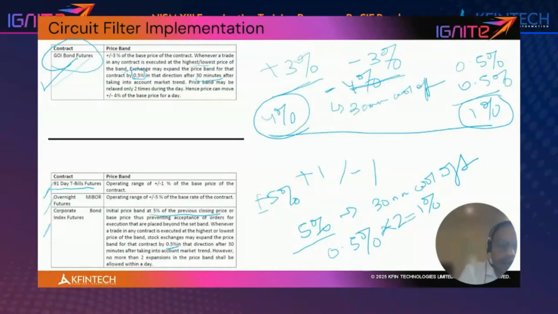Again, repeating: Government of India bond futures plus 3 minus 3%. And after 30 minutes of cool off period, it can go ahead by 0.5% more on either side. And that too 2 times in a day. 91-day T-bill straight away plus 1 minus 1. Overnight MIBOR plus and minus 5%. And corporate bond futures 5% with a limitation of 0.5% 2 times in a day. So this is important from an exam perspective.